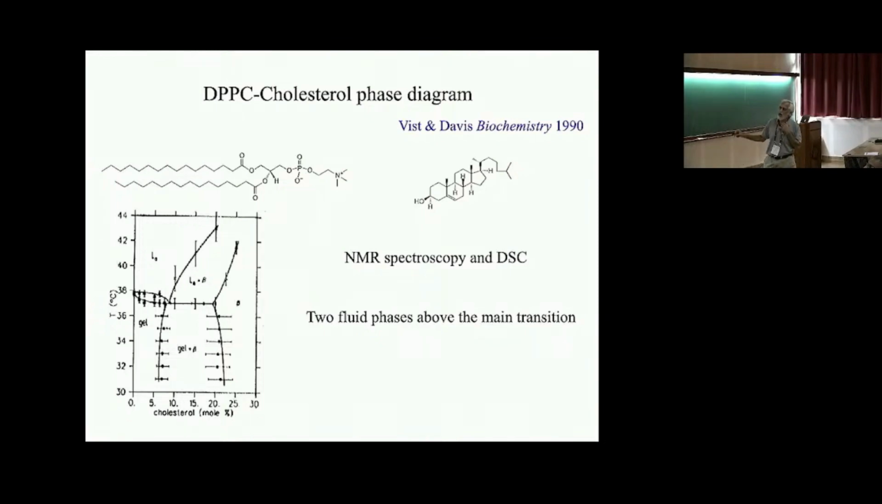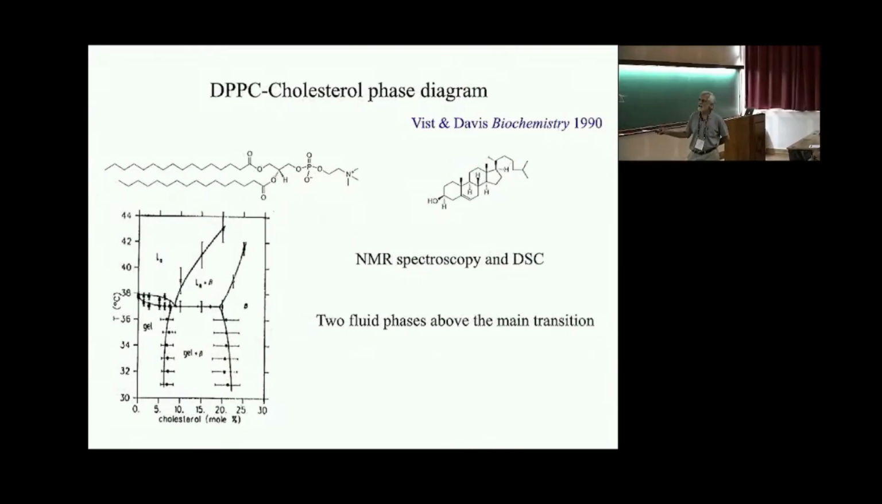And it is known that when you add cholesterol to the system, it suppresses the gel phase and creates a fluid phase. So by the time you add something like 25 mole percent of cholesterol, you completely destroy the gel phase and you have only the fluid phase. Now, these people did NMR spectroscopy and differential scanning calorimetry, and they suggested that in addition to that behavior, which was seen even earlier, at higher temperature, there could be the coexistence of two fluid phases, a phase rich in cholesterol and a cholesterol poor phase coexisting over a fairly extended part of the phase diagram and temperature.